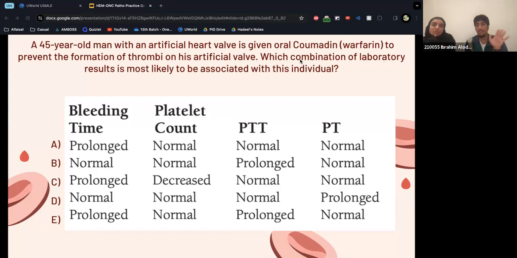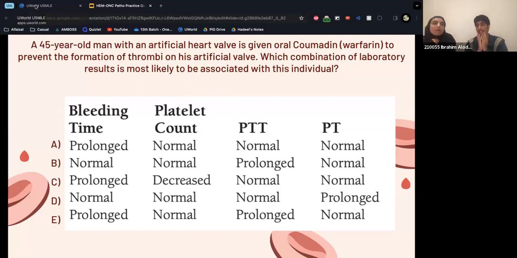So factor 7 is for the extrinsic pathway. The remainders of those, 2, 9, and 10, are in the common pathway. So now that we know that factor 7 is in the extrinsic pathway, and that PT is for the extrinsic pathway, and that warfarin is going to act on vitamin K.